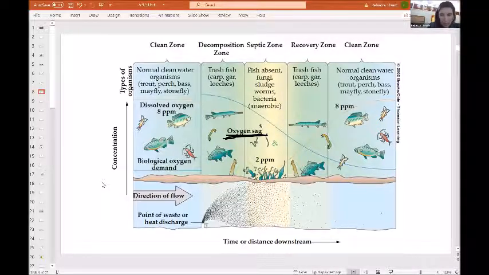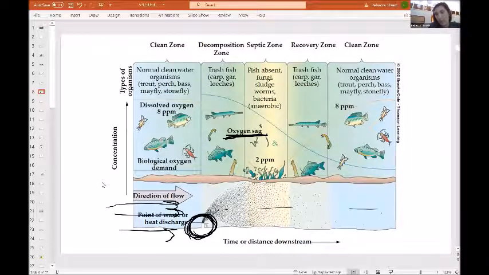So here is the part of the stream at which waste or maybe even thermal pollution is occurring. So you can see that water is flowing this way, so it's going to push all of the pollutants downstream. Now, as it sort of moves, you can see that the pollutants become less and less concentrated, more dispersed. So typically what we see is the acute effects of the pollution being right after it is discharged. So how do we know that this is happening without doing some type of chemical assessment? Well, we can actually look at the biodiversity of a stream and determine what could potentially be going on here.